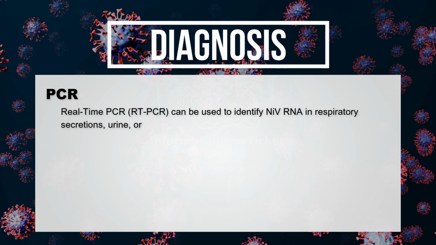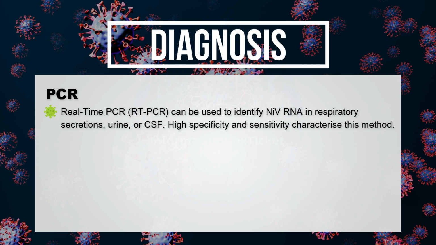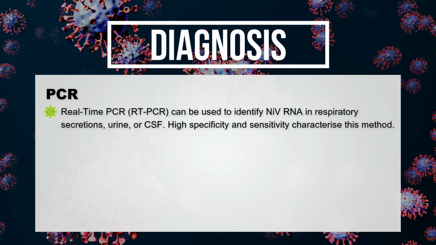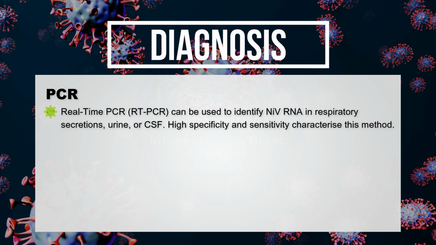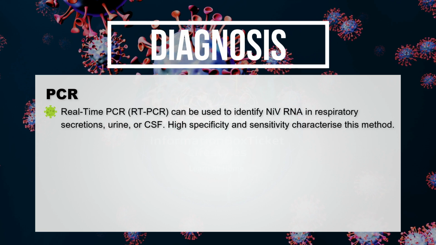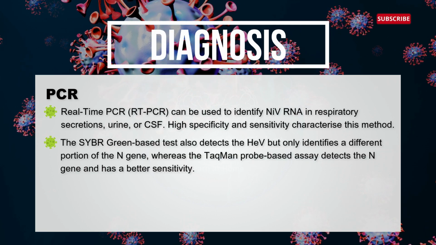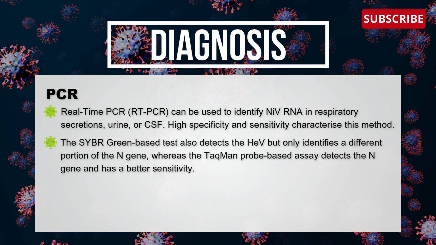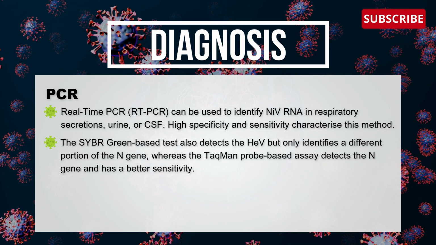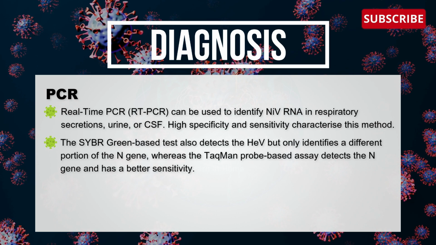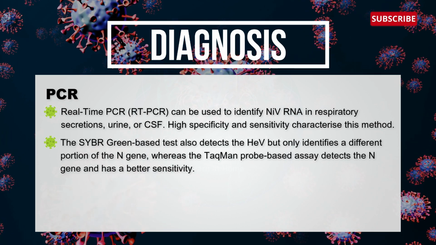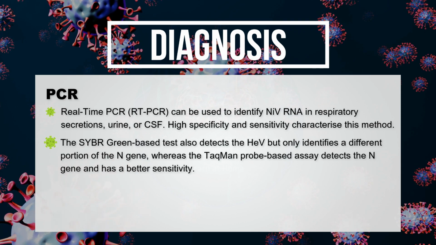PCR. Real-time PCR can be used to identify Nipah virus RNA in respiratory secretions, urine, or cerebrospinal fluid. High specificity and sensitivity characterize this method. The SYBR green-based test also detects the hepatitis E virus but only identifies a different portion of the N gene, whereas the TaqMan probe-based assay detects the N gene and has a better sensitivity.